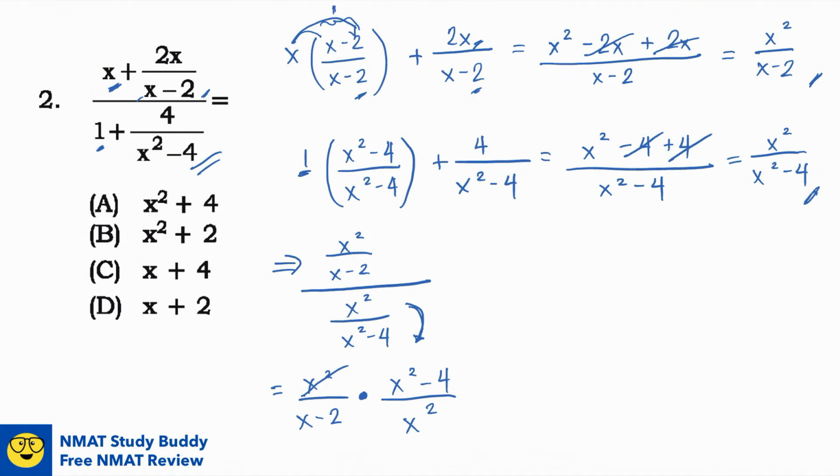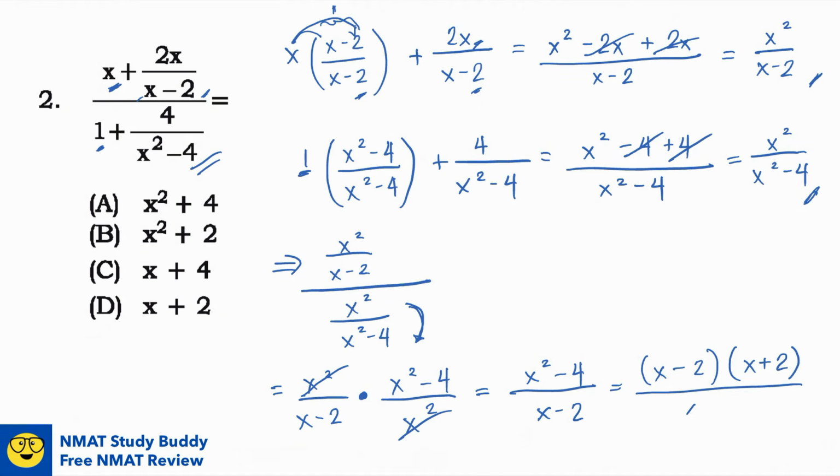So, pwede na natin i-cancel to. X squared over x squared is 1. Then, matitira na lang sa atin ay x squared minus 4 over x minus 2. Yung x squared minus 4, pwede natin siya i-factor out as x minus 2 times x plus 2 all over x minus 2. So, mapapansin nyo na pwede natin i-cancel tong x minus 2 sa denominator and sa numerator. And we're only left with x plus 2. So, x plus 2 is the final answer, which is letter D.